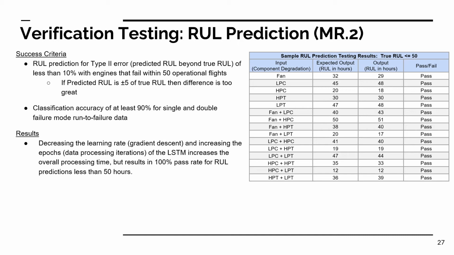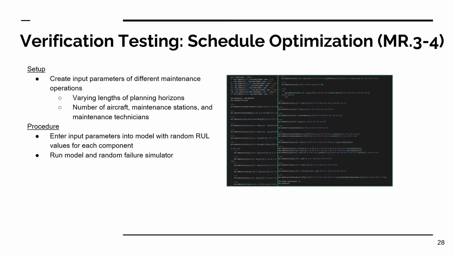And classification accuracy needs to be at least 90% for single and double failure mode of run-to-failure data. The results show that decreasing the learning rate and increasing the epochs of the LSTM increase the overall processing time and results in a 100% pass rate for RUL predictions less than 50 hours.